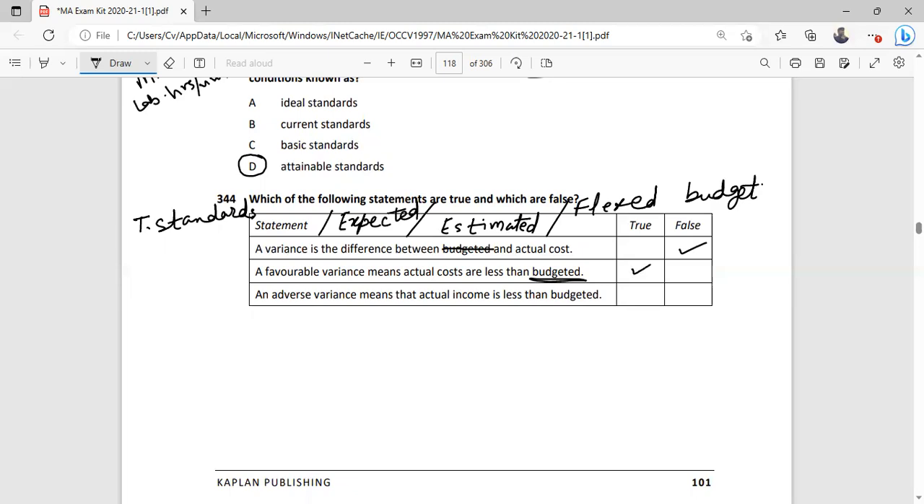An adverse variance means actual income is less than budgeted. It is also true if we are earning less in comparison with the target, we can say that it is an adverse variance. Favorable means what? Favorable means any activity which will bring a rise in the profit is called favorable variance. And any activity which can reduce our profit is called an adverse. Any question?